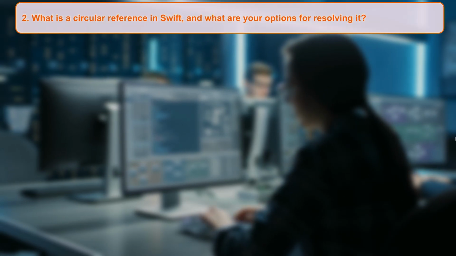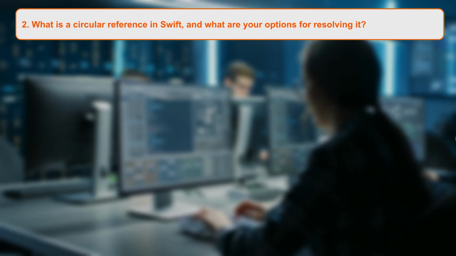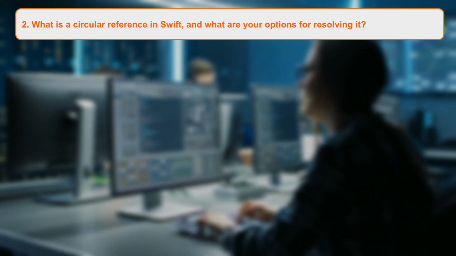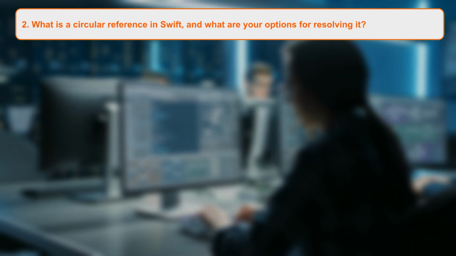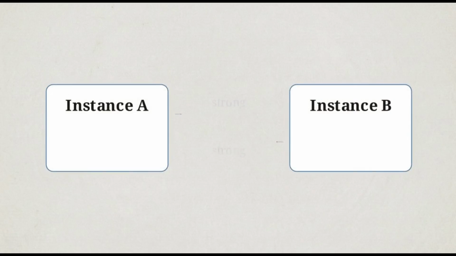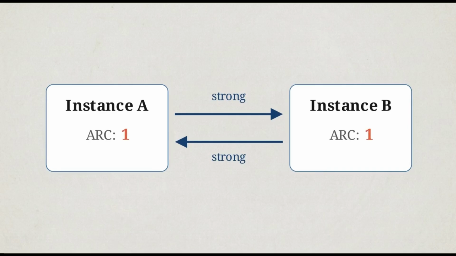Moving on to question 2. What is a circular reference in Swift? And what are your options for resolving it? This is a fundamental memory management question that you are guaranteed to hear in an interview. A circular reference, often called a retain cycle, occurs when two instances hold a strong connection to each other. Because Swift uses automatic reference counting, an object cannot be deallocated if it has a strong reference pointing to it. As a result, both instances keep each other alive forever, creating a deadlock and a massive memory leak in your application. To fix this, we simply have to break the chain.